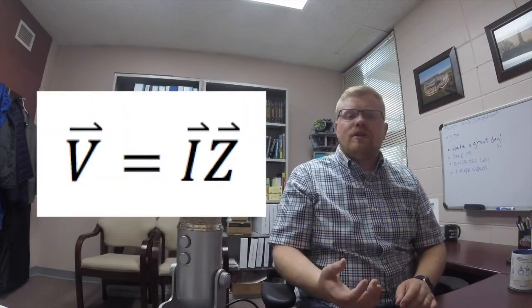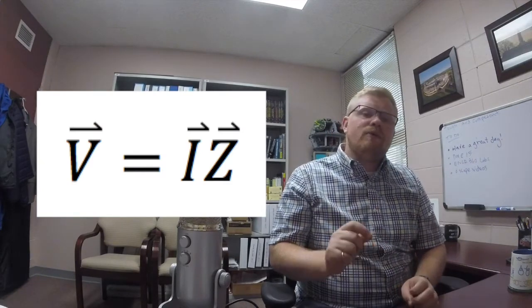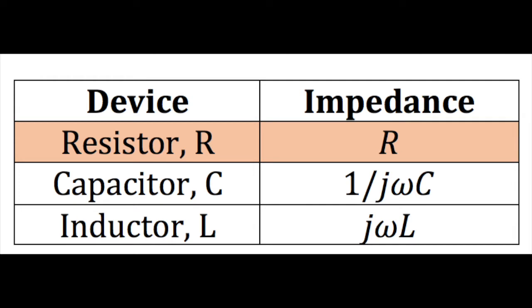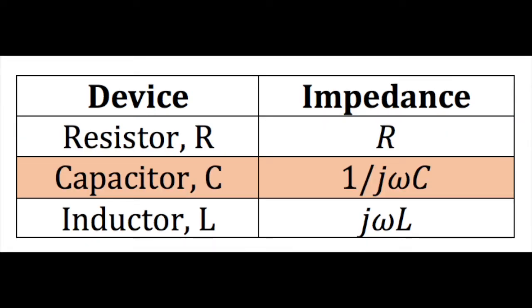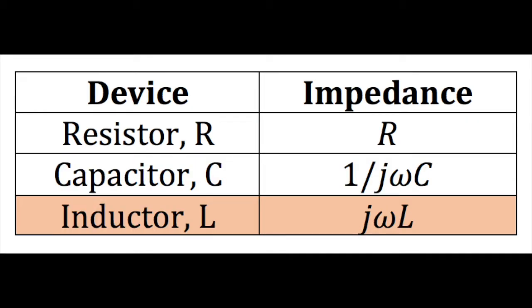We can also introduce the idea of impedance. Impedance is the AC version of resistance. It allows us to generalize Ohm's law to AC. Ohm's law, generalized to AC, is V equals I Z, where Z is impedance. For a resistor, the impedance Z is equal to R. For a capacitor, the impedance Z is equal to 1 divided by j omega C. And for an inductor, the impedance is going to be j omega L.